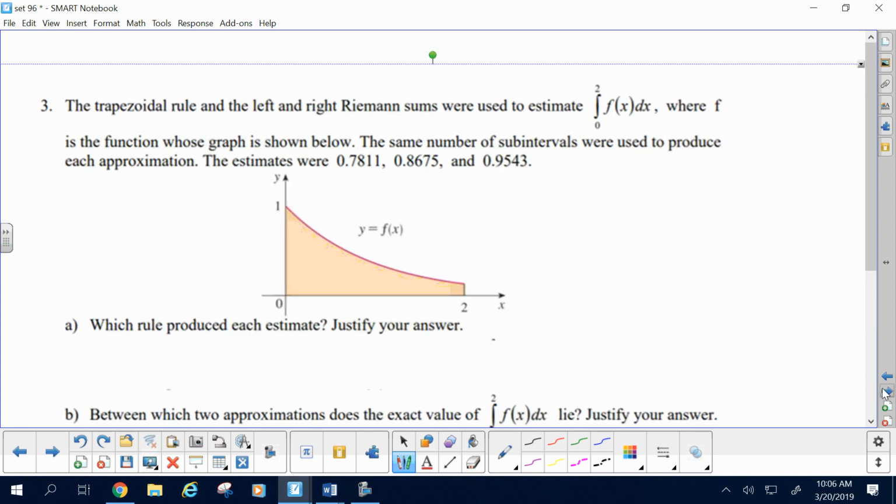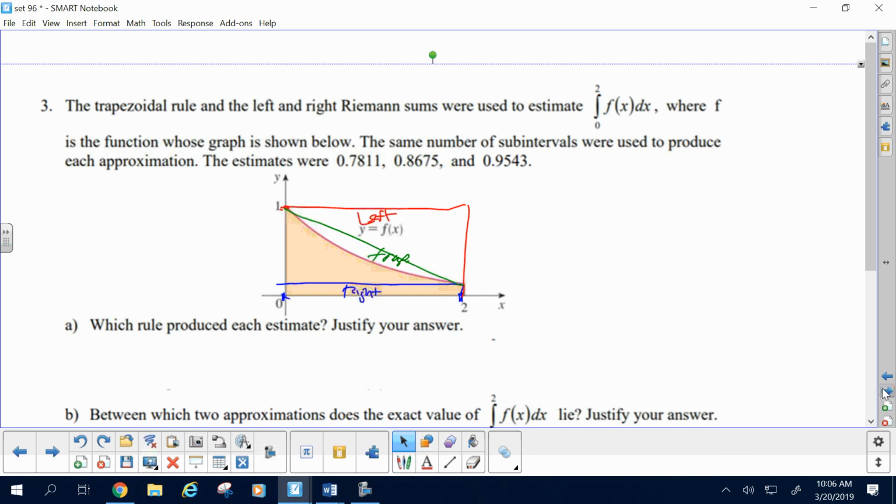All right. 3. Here in blue is if I did a right rectangle, then wouldn't I use the right edge for my height? If I use the left Riemann sum, Riemann means rectangle, left Riemann sum means I use the left edge. That obviously would be a gross overestimate. And then if I use green for trapezoid, it would look like that. Yeah?